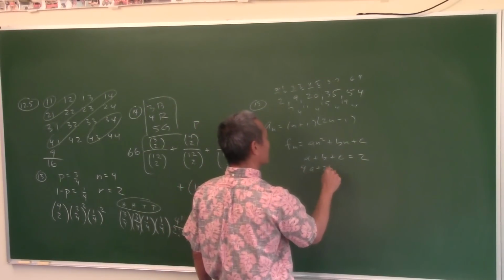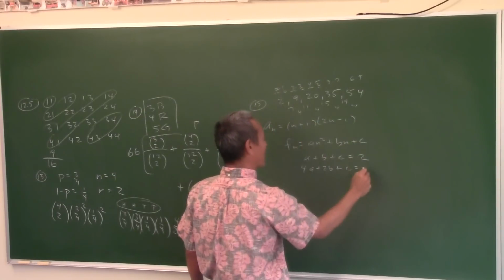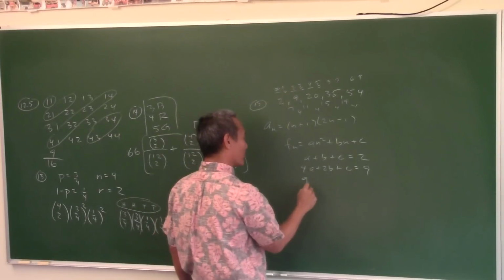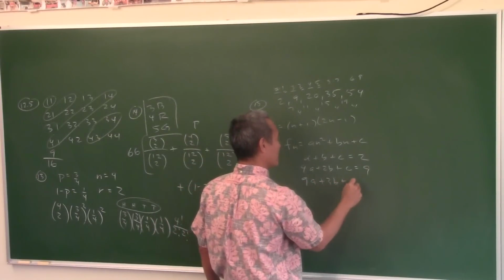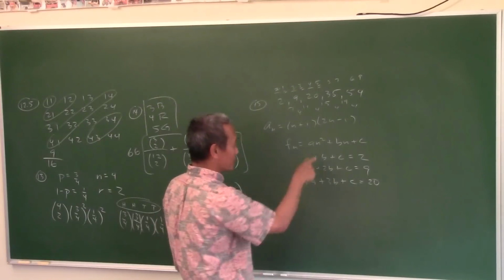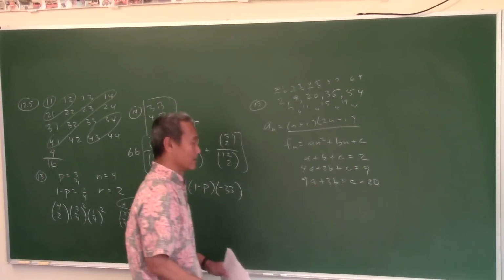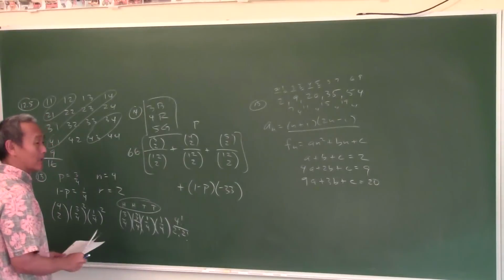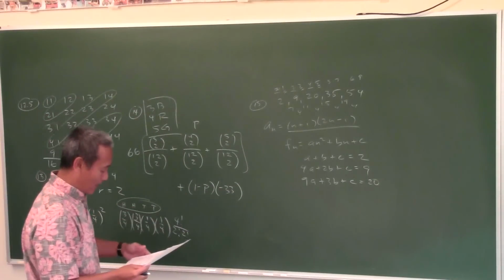4a plus 2b plus c. You get the second term of 9. And if you plug in 3 into that formula, you will get the third term of 20. And then you solve these 3 equations, and you're going to get exactly the same thing as this. But at least if you can't break it down, you have something to rely on.